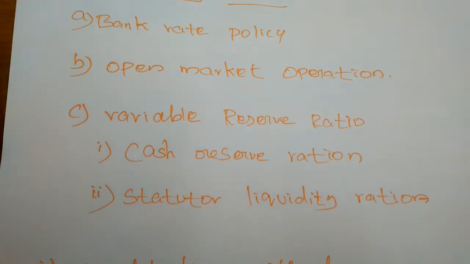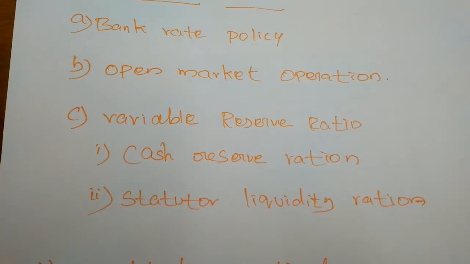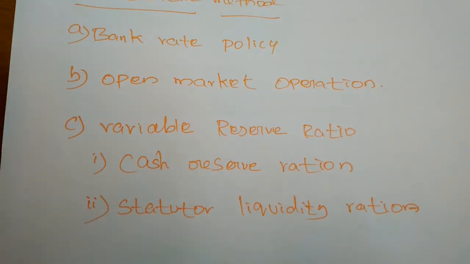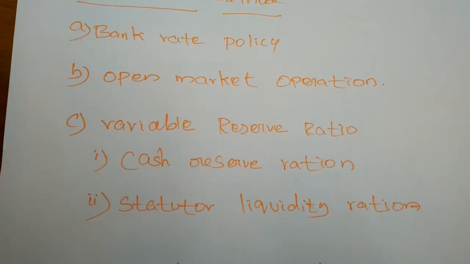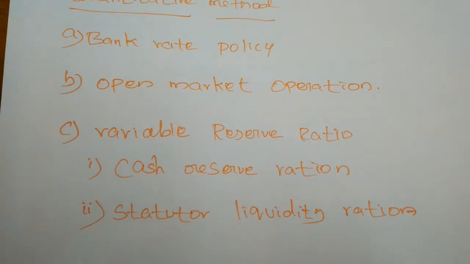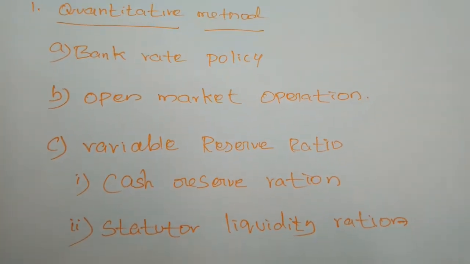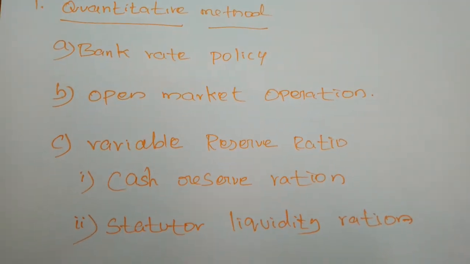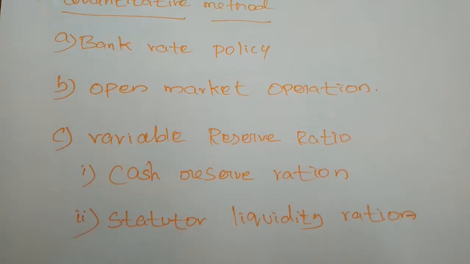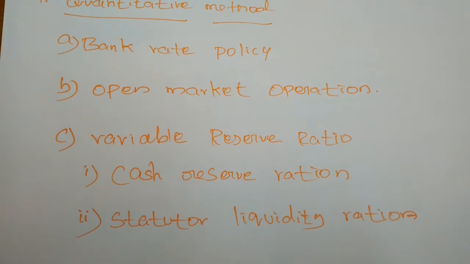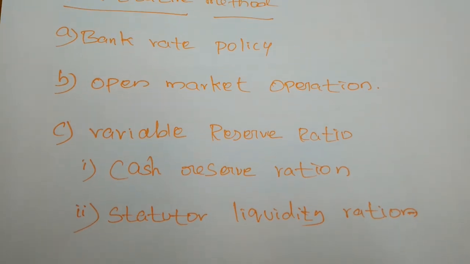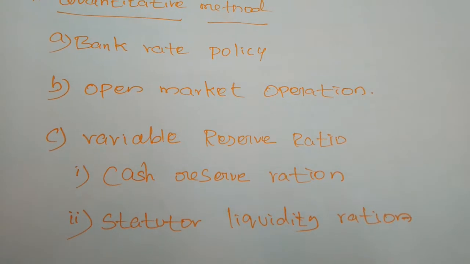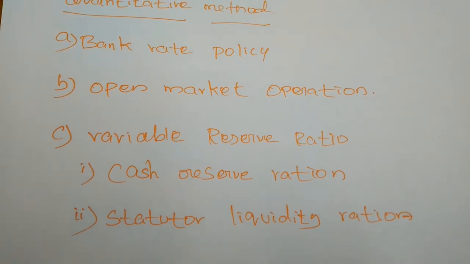Next, open market operations. Open market operations mean the central bank starts the purchase and sale of government securities in the money market. We have already studied that on behalf of the government, the Reserve Bank of India sells and purchases securities and debentures. On the basis of inflation and deflation time, it will sell and buy.